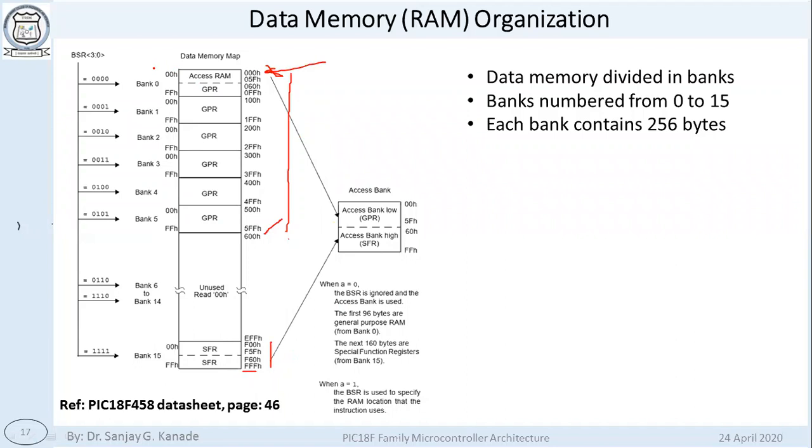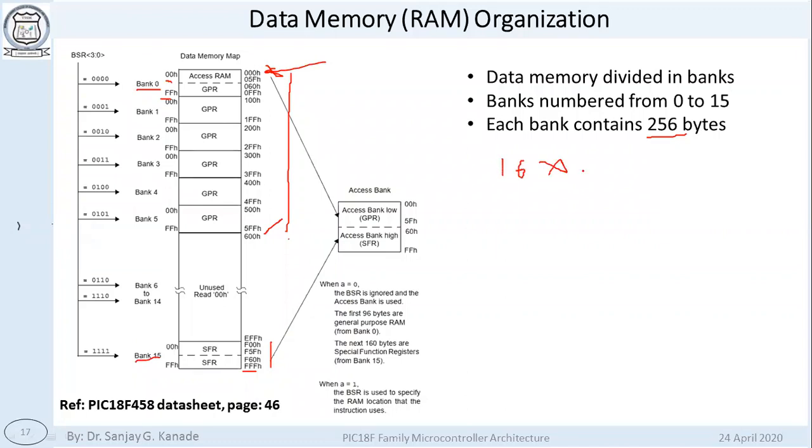On this left side, you can see the data memory is divided into banks, bank 0 to bank 15, and each bank has locations 00 to FF. That means how many? 256 bytes in each bank. And how many banks are available in total? Banks 0 to 15, which means there are 16 banks.